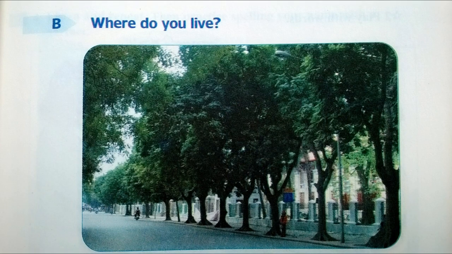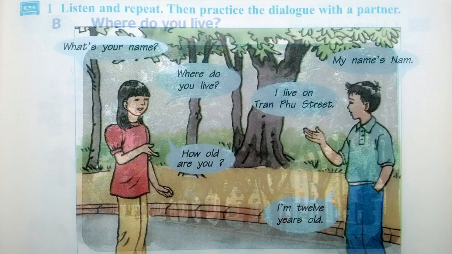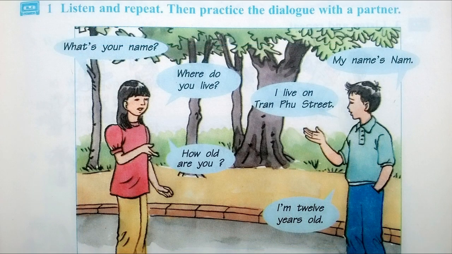B. Where do you live? 1. Listen and repeat. Then practice the dialogue with a partner. What's your name? My name's Nam. Where do you live? I live on Tran Phu Street. How old are you? I'm 12 years old.